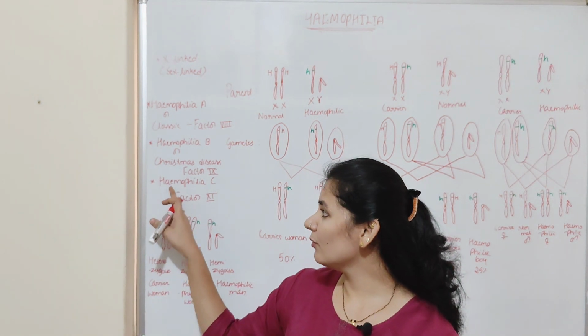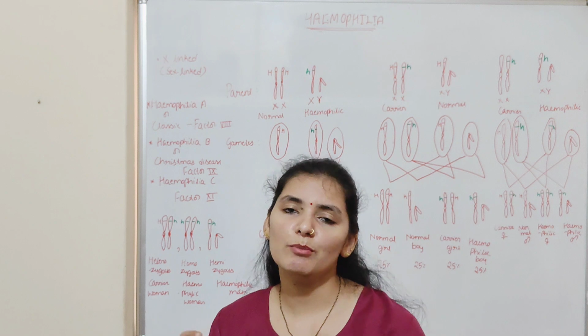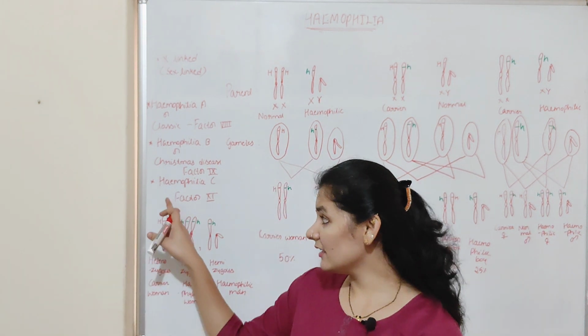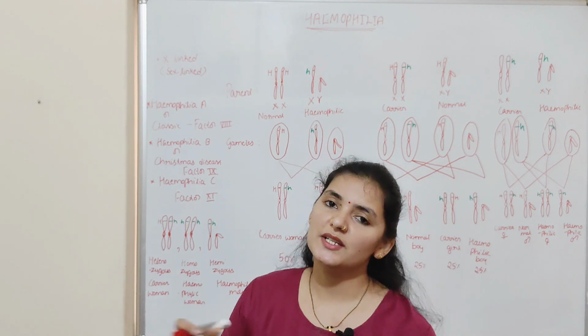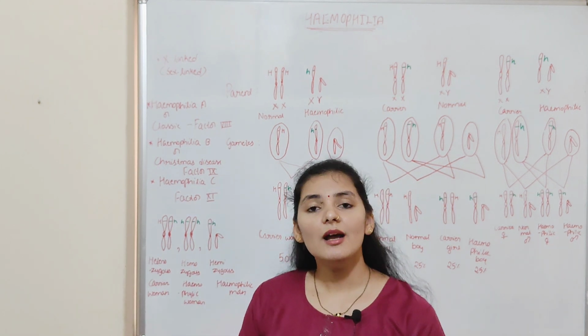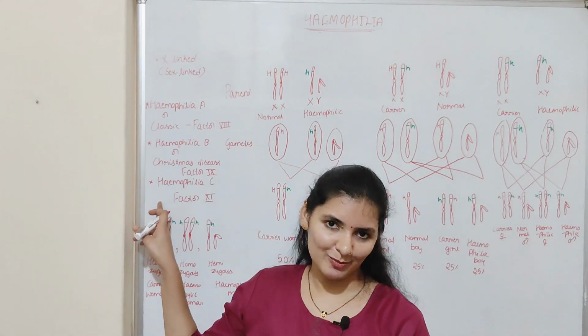Third type is Haemophilia C. Haemophilia C is a mild type of hemophilia, and in this individual, the protein called factor XI is missing out of the series of proteins involved in the blood clotting mechanism. So these are the main three types of hemophilia.